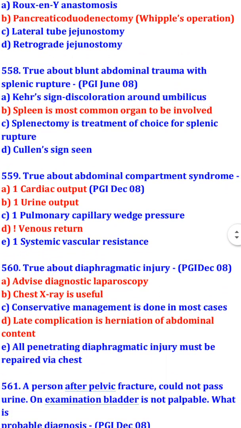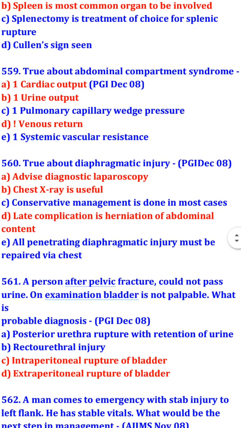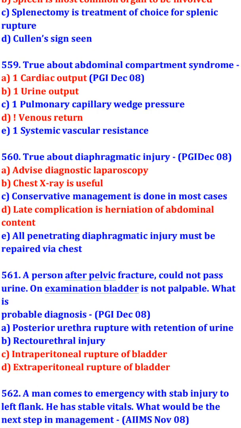What is true about abdominal compartment syndrome? Cardiac output, urine output and venous return. True about diaphragmatic injury, advised diagnostic laparoscopy, chest X-ray is useful. Late complication is herniation of abdominal content.